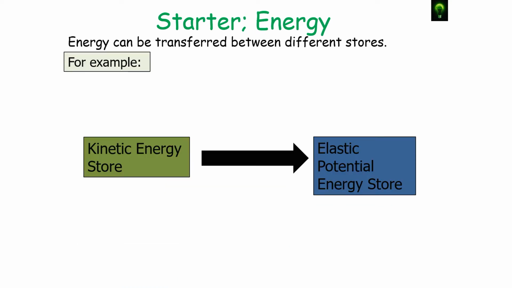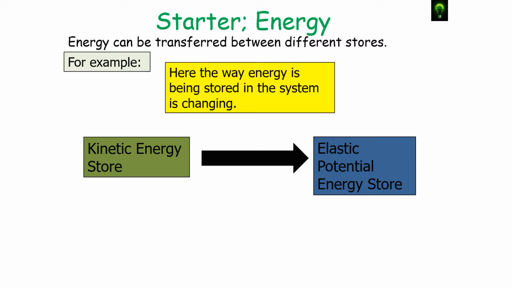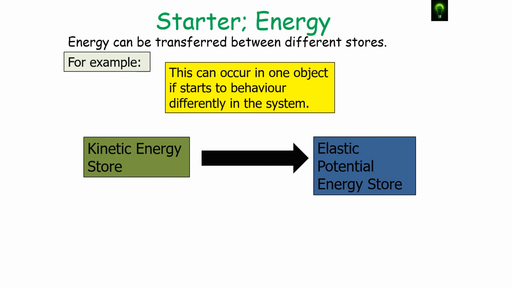Now energy can be transferred between different stores. So for example, the kinetic energy store can turn into an elastic potential energy store. Now here the energy being stored in the system is changing how it is being stored. Now this can occur in one object if it starts to behave differently in the system.